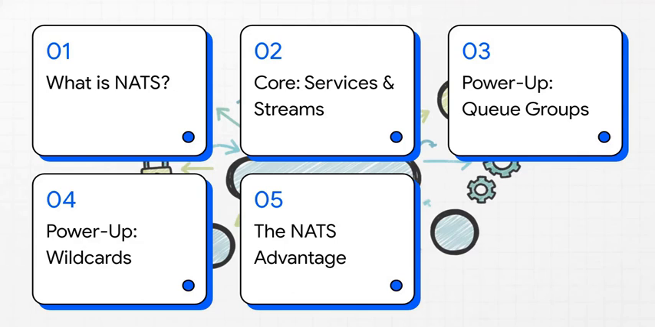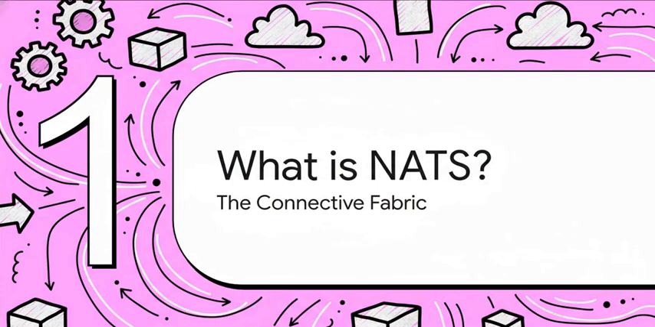So, here's how we're going to break it all down. First, we'll cover the absolute basics, what NATS actually is and its two core ways of communicating. Then we'll get into the fun stuff, a couple of power-ups that make NATS so incredibly flexible. And to wrap it all up, we'll see how all these simple little pieces can snap together to build something really, really powerful. You know, at its heart, NATS is all about tackling one of the biggest headaches in modern software, complexity. The whole idea is for it to be this simple, super performant, and flexible connective fabric that just holds your whole system together.